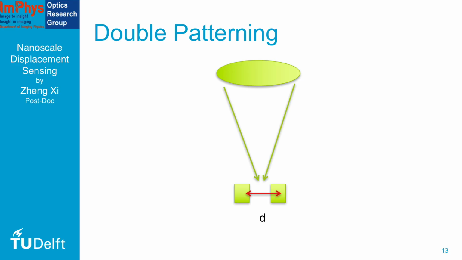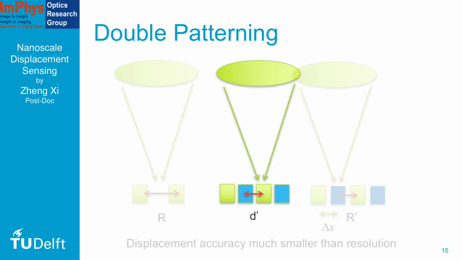It involves two steps to define the structure. In the first step, one exposes the photoresist at the resolution that can be achieved. In the second step, the pattern defined in the first step is shifted a little. After this, a second pattern is defined. In this way, the node size can shrink to half of the original one.